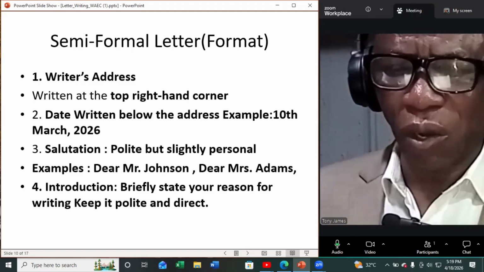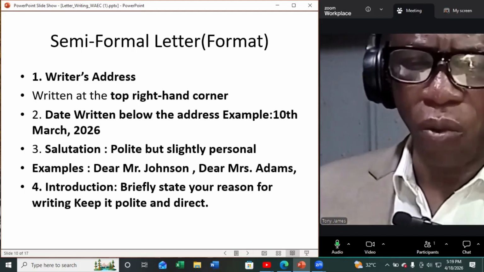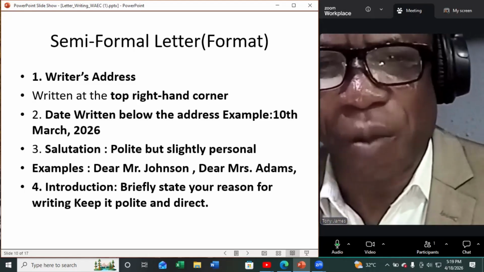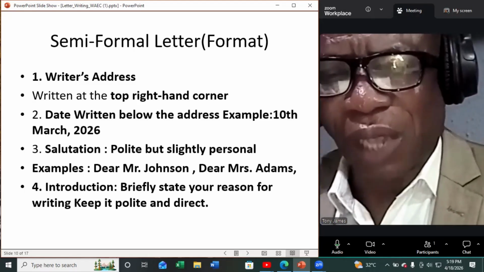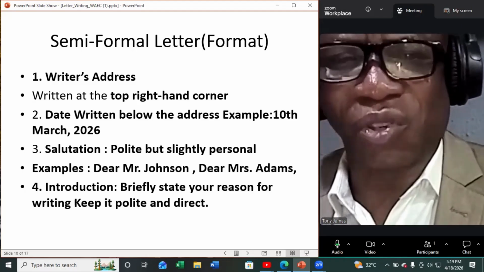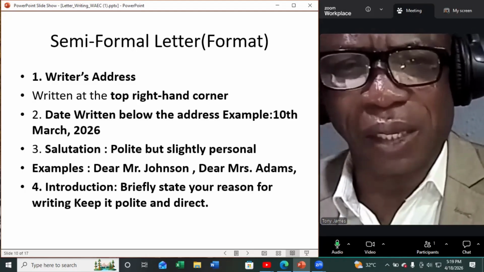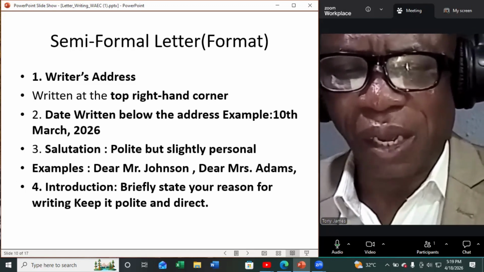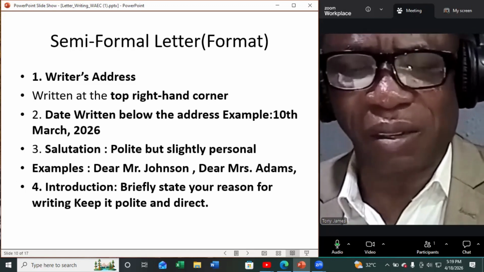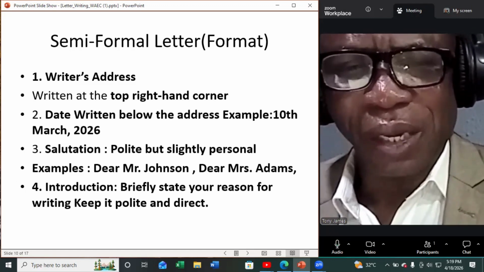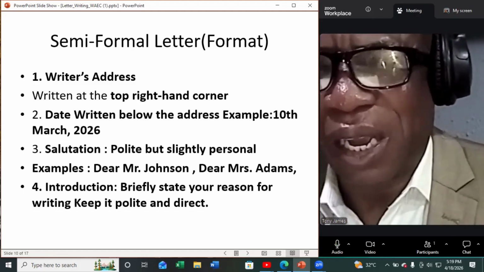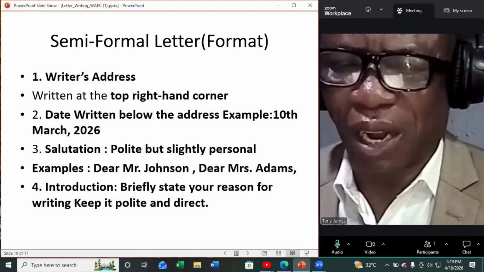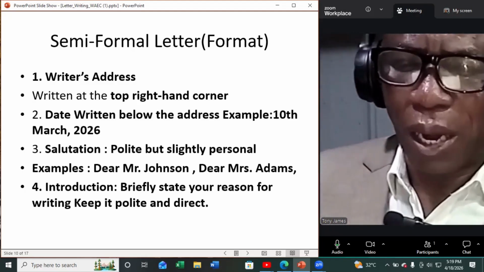Then the salutation. The salutation will be polite, but not as strict as that of a formal letter. Now, when you look at the structure, you see that the receiver's address is missing. There is no need for a receiver's address in a semi-formal letter.